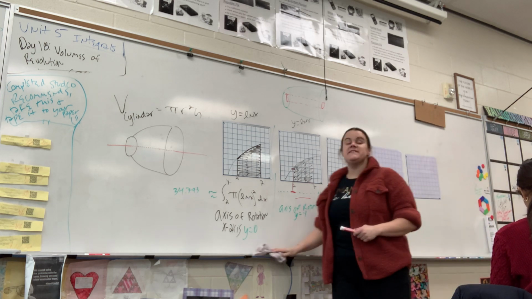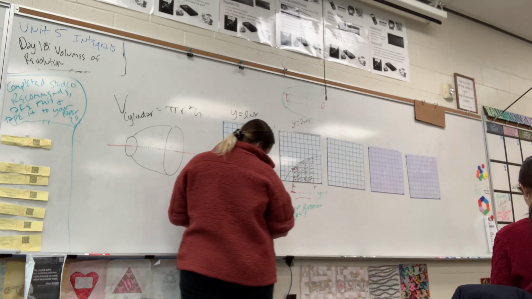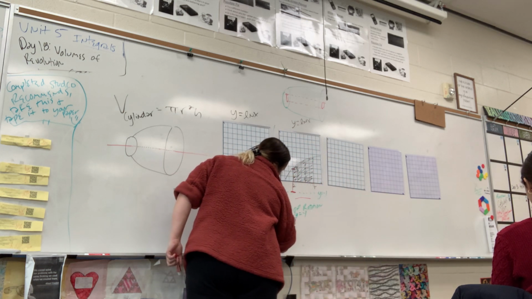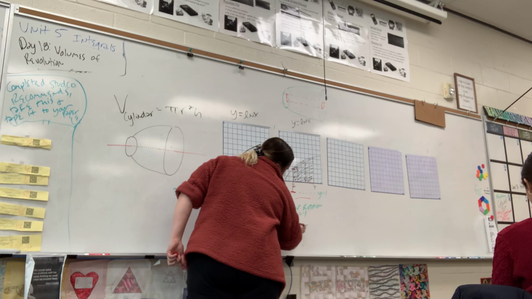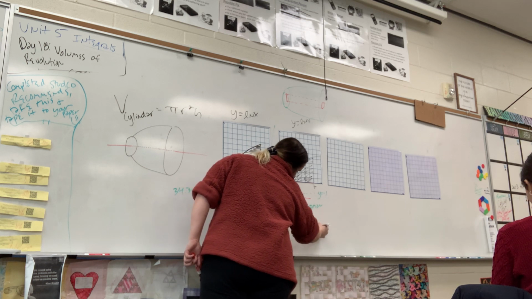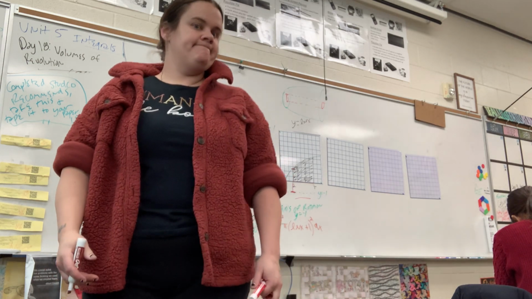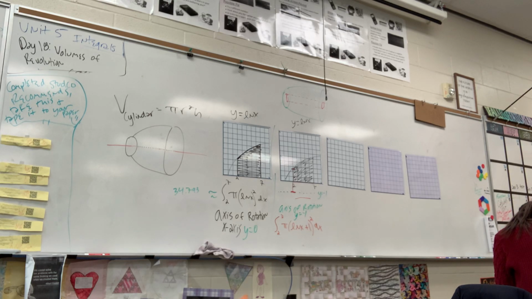Okay, so let's try and set up this integral together. Where are the limits of this integral going to go? 2 to 7, pi ln of x plus 1 squared dx. Is that okay? I did something different, but I wanted to see. Everybody agree with that? Yes. I do. I do not.